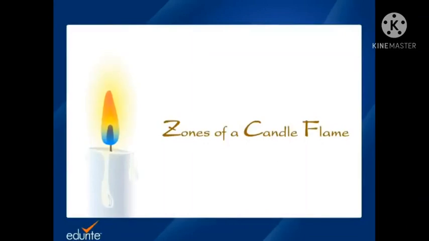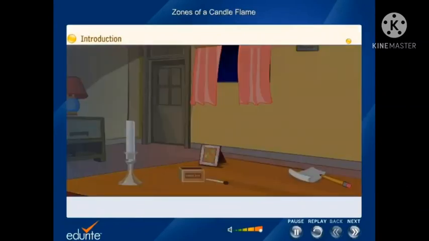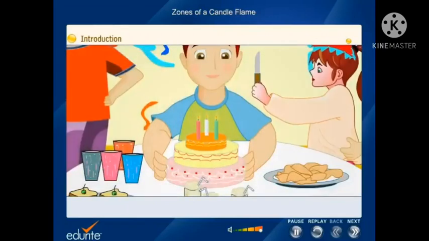Zones of a candle flame. What happens when the lights suddenly go off? We sometimes light a candle in the dark. You perhaps celebrate your birthday with candles on the cake. What lessons does the simple candle flame hold for us? Let's find out.